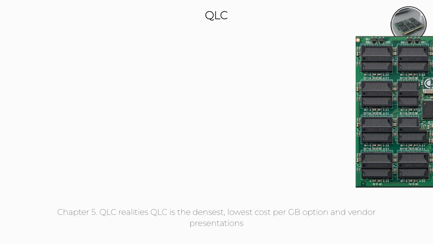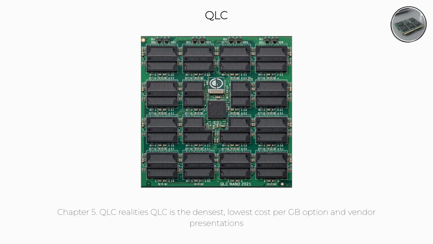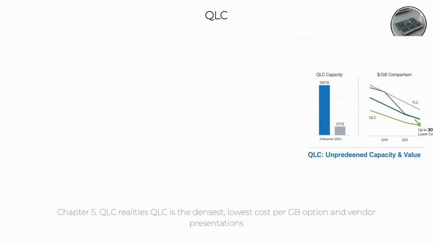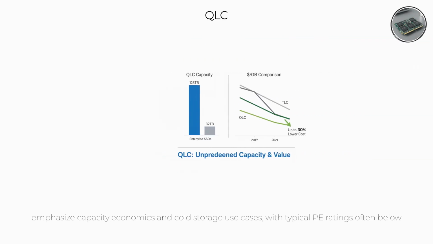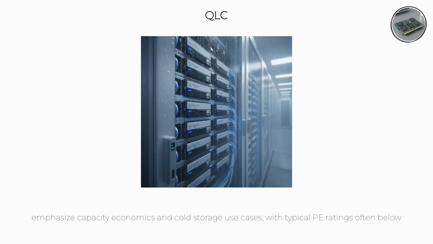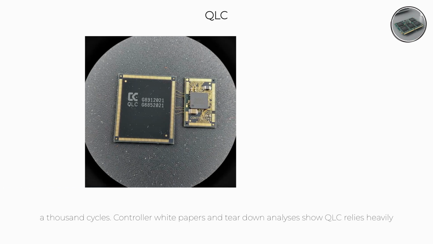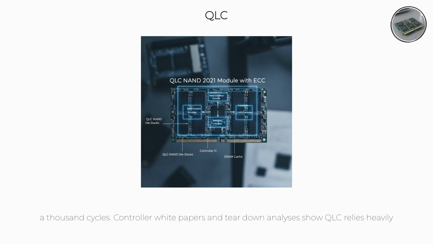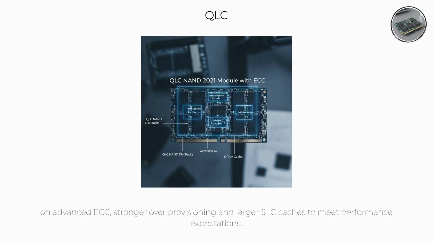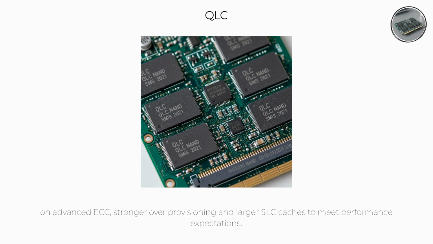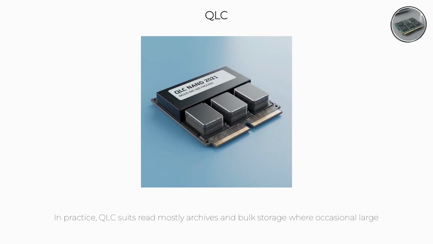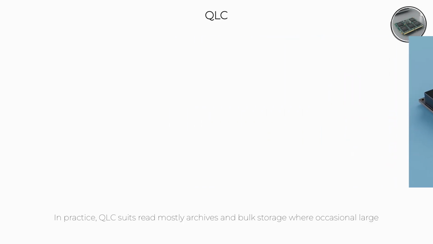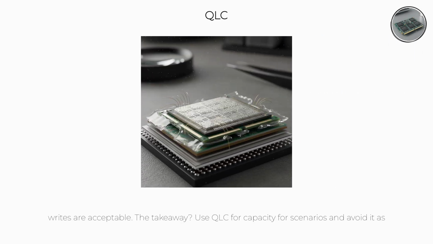Chapter 5. QLC Realities. QLC is the densest, lowest cost per GB option, and vendor presentations emphasize capacity economics and cold storage use cases, with typical PE ratings often below 1,000 cycles. Controller white papers and teardown analyses show QLC relies heavily on advanced ECC, stronger over-provisioning, and larger SLC caches to meet performance expectations. In practice, QLC suits read-mostly archives and bulk storage where occasional large writes are acceptable.